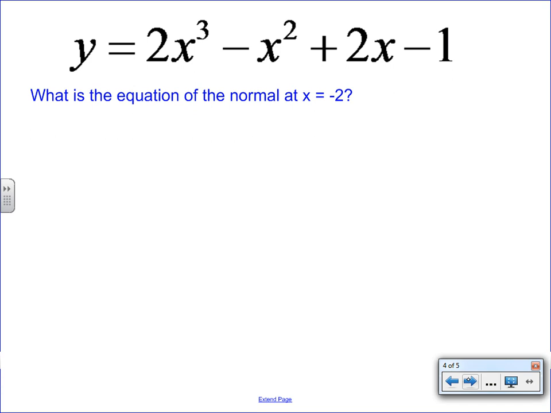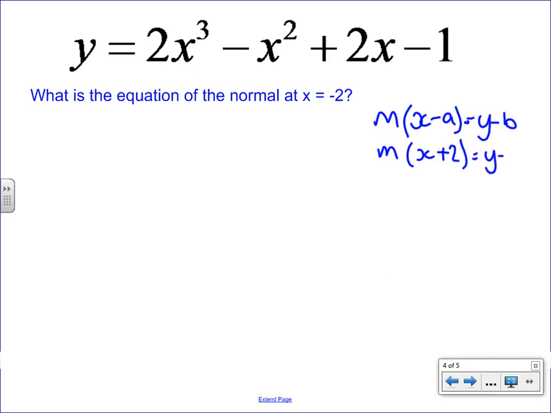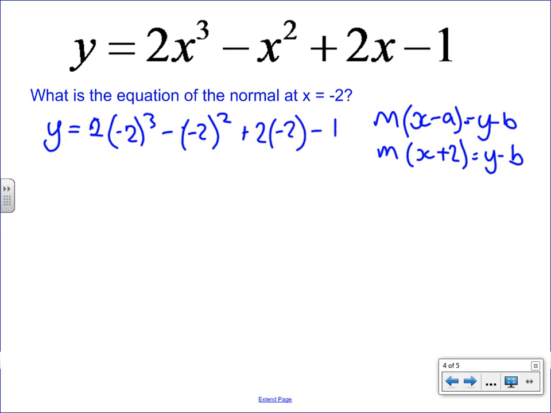What is the equation of the normal at x minus 2? Okay, so we are doing the equation of the line x minus a, y minus b. We know that x is minus 2, so y is that. Good start. We need to next find b. So y is the bit we're trying to find, so our coordinate, we're going to do 2 minus 2 cubed minus 2 squared plus 2 minus 2 minus 1, there's a lot of minus 2's in that.